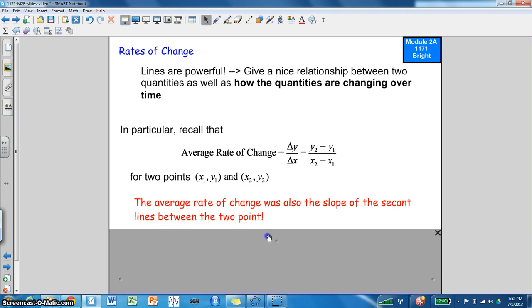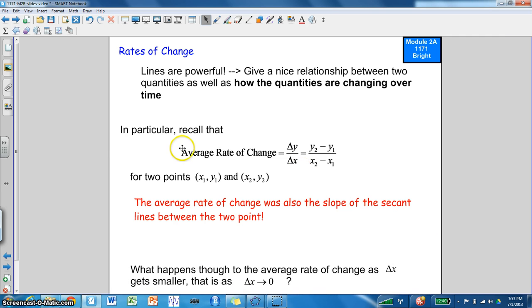One other connection that we made back in module 1A and in module 0 is that the average rate of change is the slope of the secant line between these two points. So we can think of it both algebraically and graphically. I believe in module 0 we also discussed how to interpret the average rate of change: for a 1 unit increase in x, y changes by whatever this value equates to.